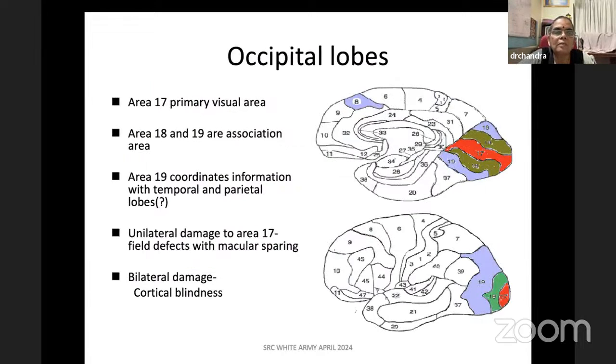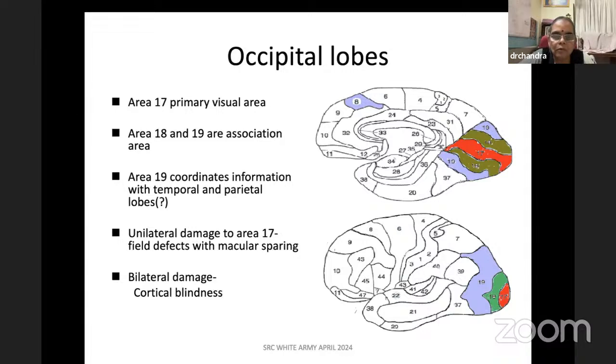So we will go to the occipital lobe. It is the primary visual area. Areas 18 and 19 are association areas, and area 19 coordinates information with the temporal and parietal lobes. The temporal lobe is for memory, the parietal lobe for spatial orientation. And unilateral damage to area 17 causes field defects on the opposite side with macular sparing.